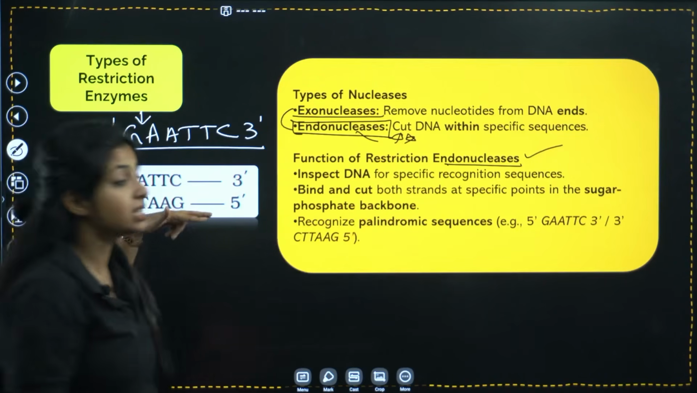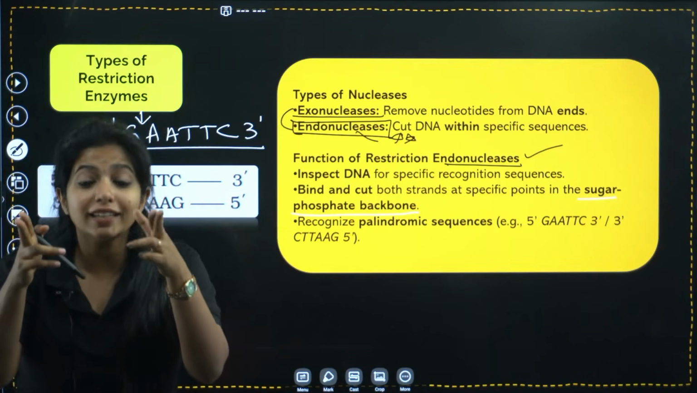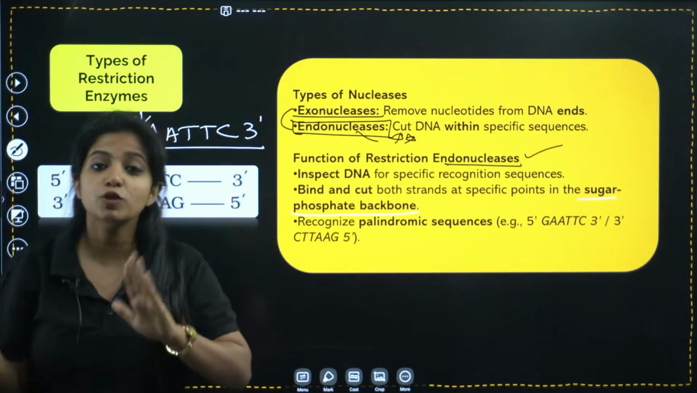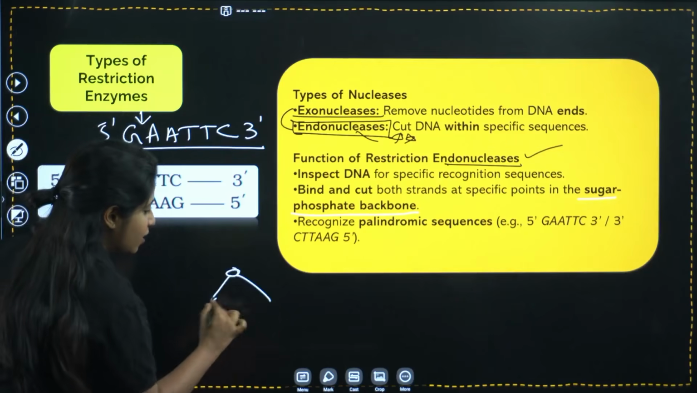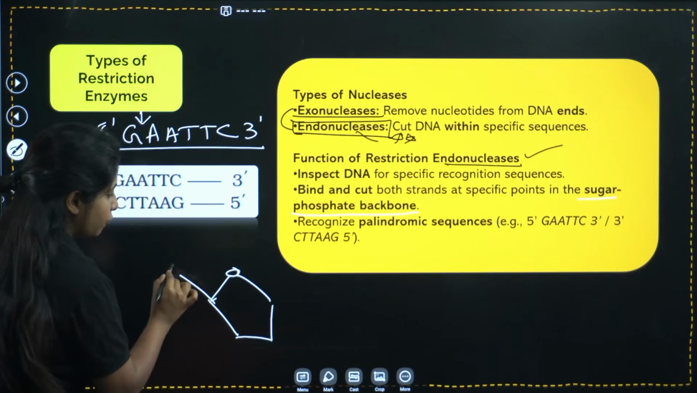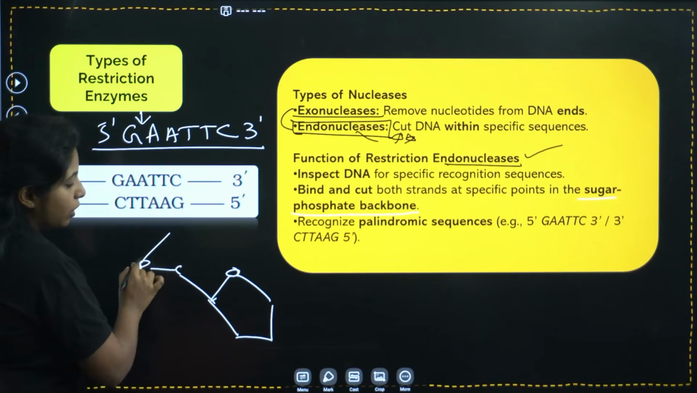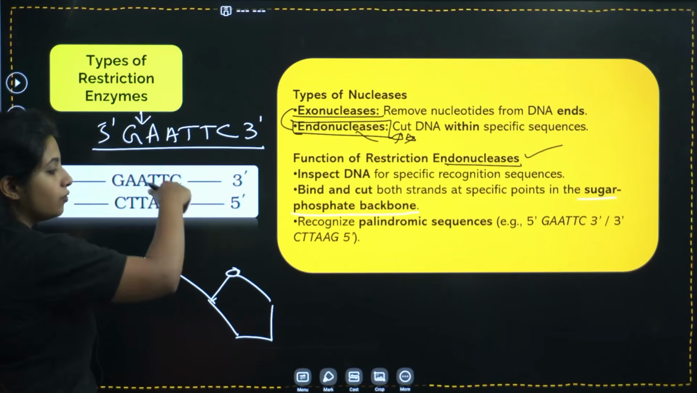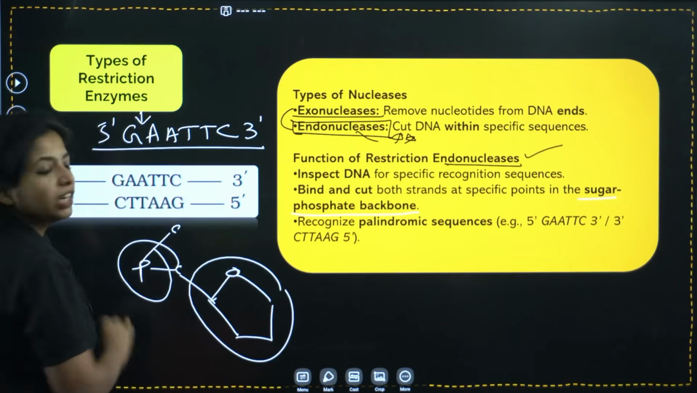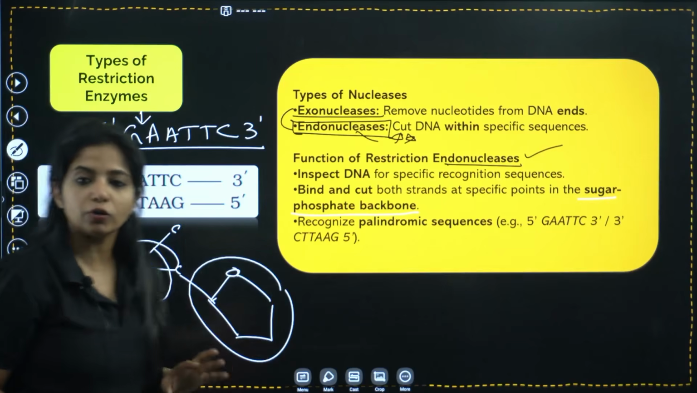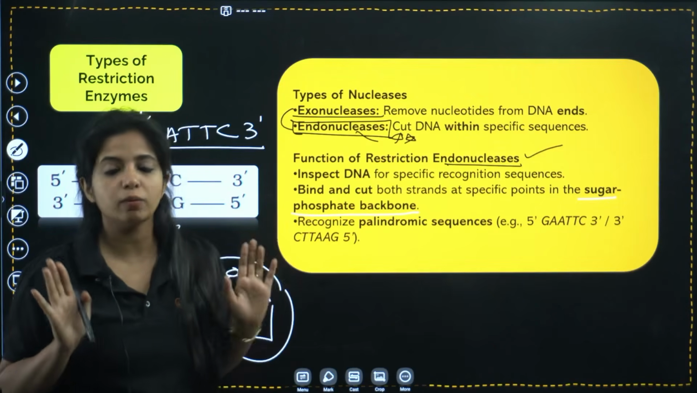Okay, both the strands at specific points in the sugar phosphate backbone. You have to cut the backbone itself, and the backbone is made up of what? Sugar and phosphate. The sugar, which is your deoxyribose sugar, and remember the fifth carbon of it is attached to a phosphate. This particular phosphate will be attached to another carbon of the next nucleotide up there, which is why you call this the sugar phosphate backbone. Without this, the DNA is not going to be made. And if you want to break it, you would have to break the sugar phosphate backbone itself.